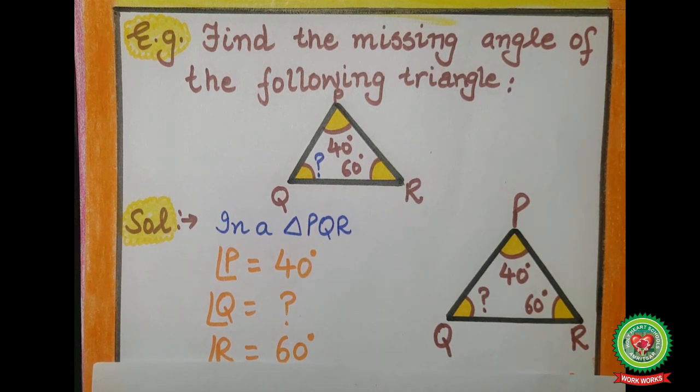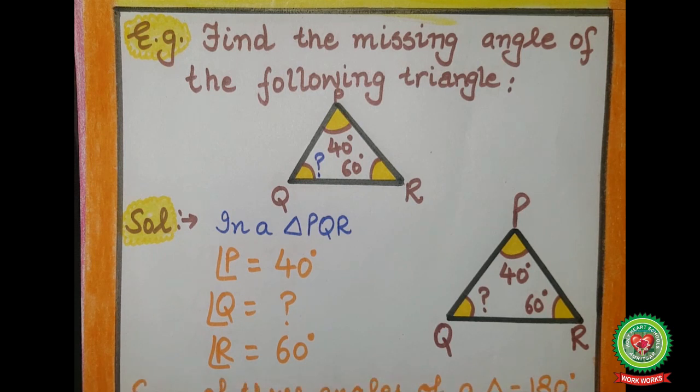Now, what is given in the triangle? In a triangle, angle P is equals to 40 degree. So, write here angle P is equals to 40 degree. Angle Q is not given, angle Q is question mark. That means angle Q is equals to question mark and we have to find out this angle. Angle R is equals to 60 degree.